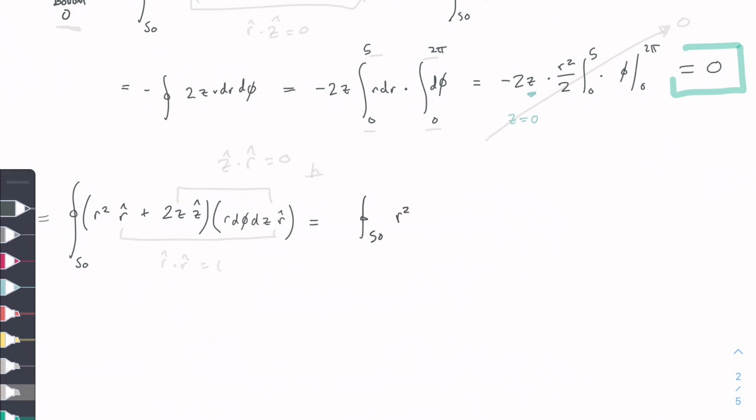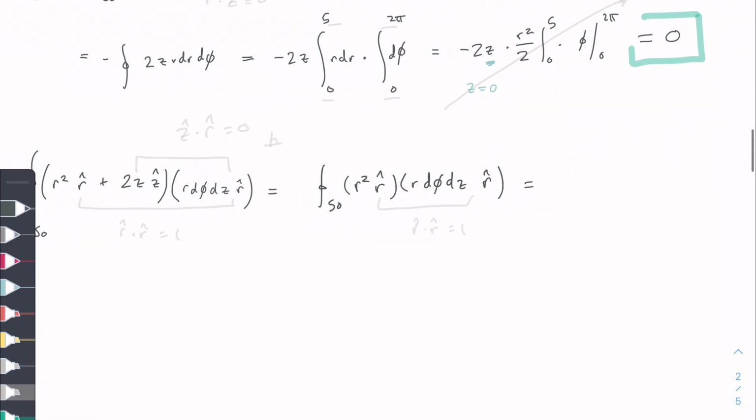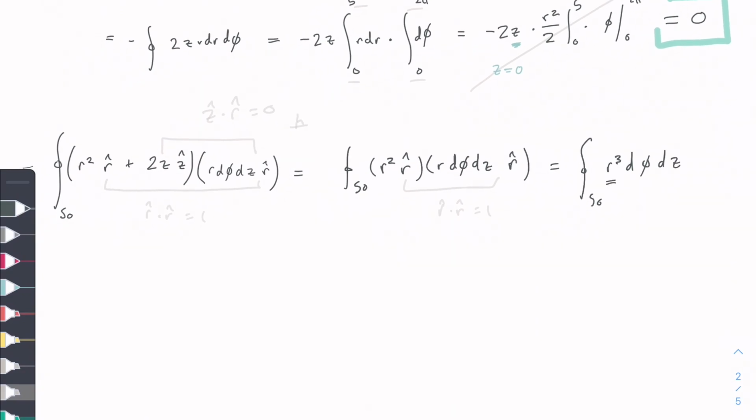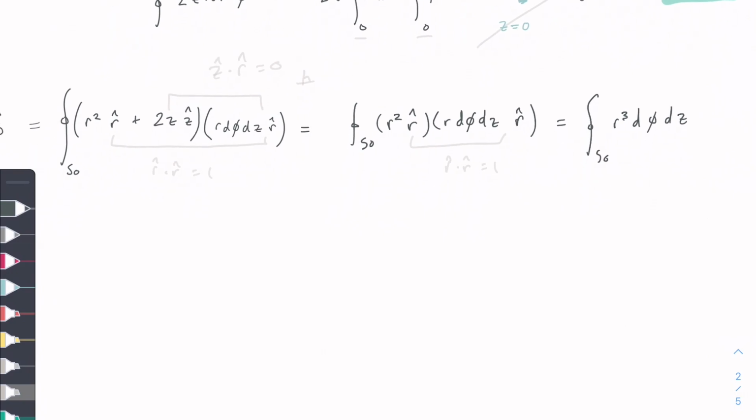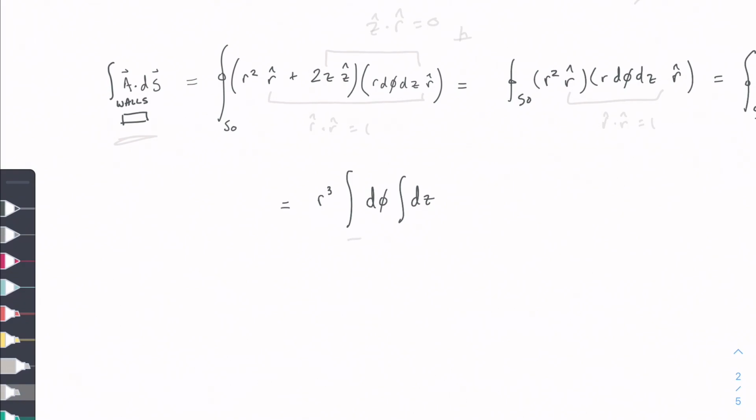So we're going to end up with r squared r hat multiplied by r dφ dz in the r hat direction. And r hat dot r hat is again equal to 1. So we're going to have r cubed dφ dz. Now we're going to break things up here. Our r, we don't have a dr, so we can treat it like a constant and pull it outside of our expression. So we have r cubed, and then we're going to break up our dφ and our dz into their separate integrals, and we're going to find the bounds for each of them.